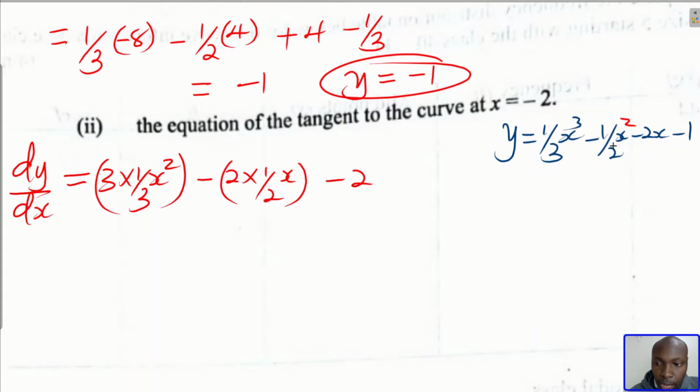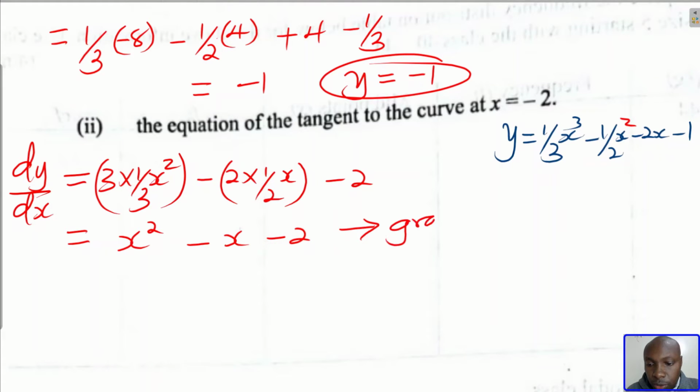When you differentiate a half x squared, this is what you get. When you differentiate negative 2x, we get negative 2. So this will give x squared subtract x minus 2. So this is the gradient function, the function that is going to give us a gradient.